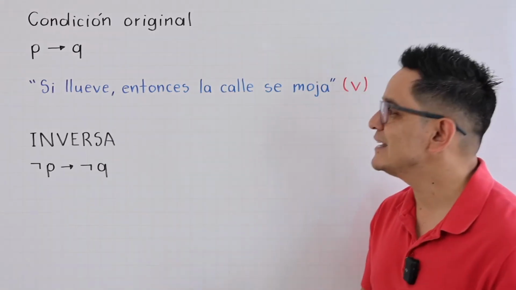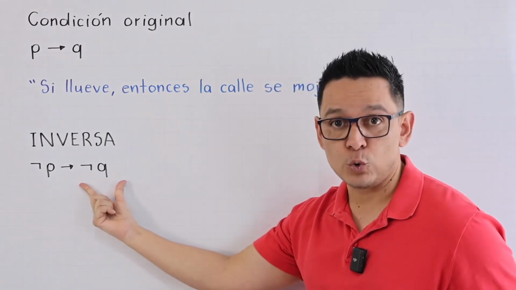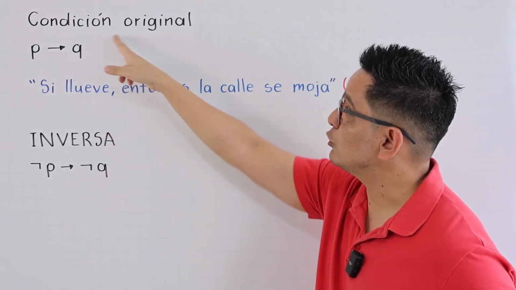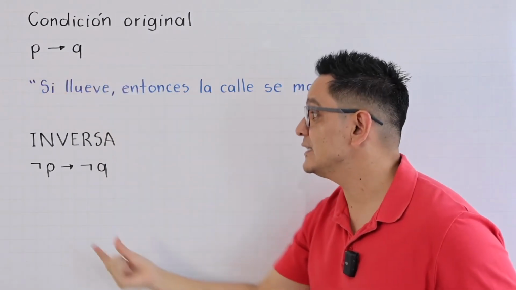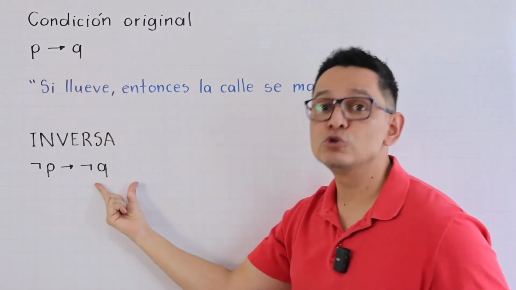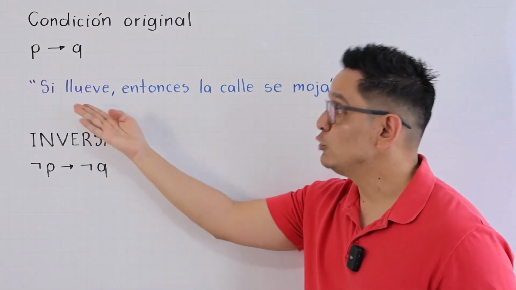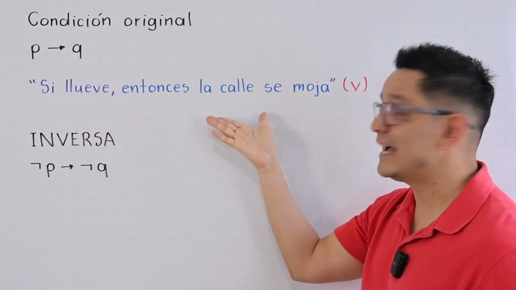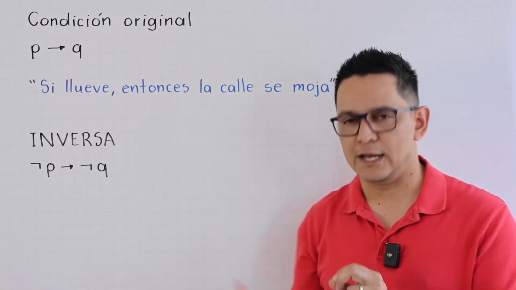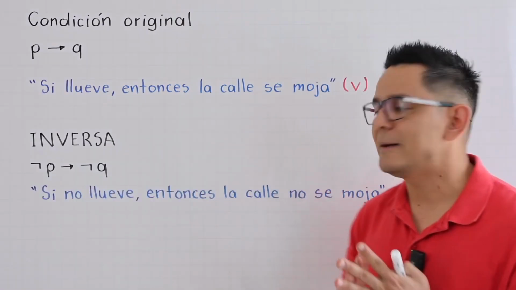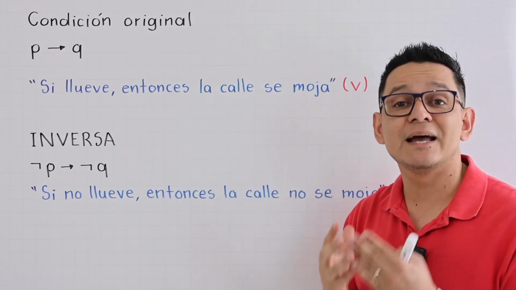The next variant is the inverse. If not P, then not Q. Look, here we had in the original condition, if P, then Q. And in the inverse we have, if not P, then not Q. For this specific case, it would be, if it doesn't rain, then the street doesn't get wet. If it doesn't rain, then the street doesn't get wet. Let's write it down. Again, let's analyze the proposition using real-life reasoning.